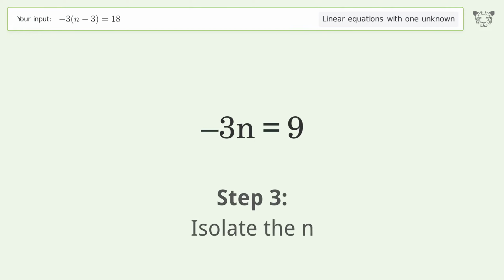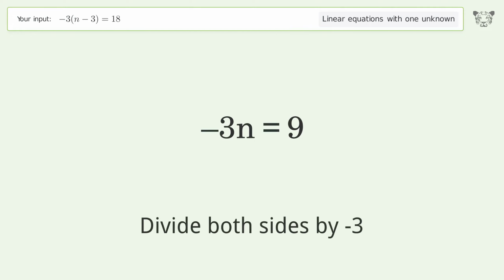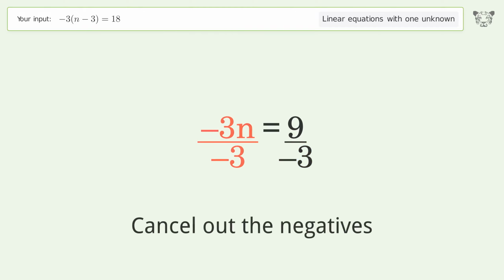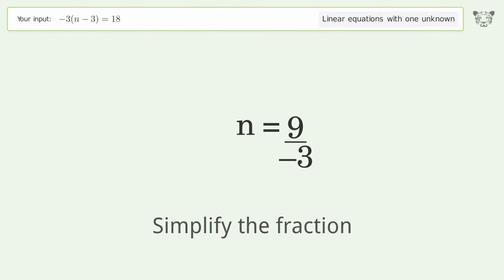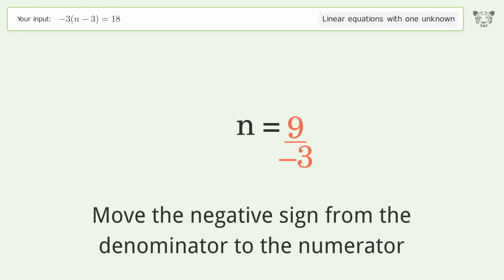Isolate the n. Divide both sides by -3. Cancel out the negatives. Simplify the fraction. Move the negative sign from the denominator to the numerator.